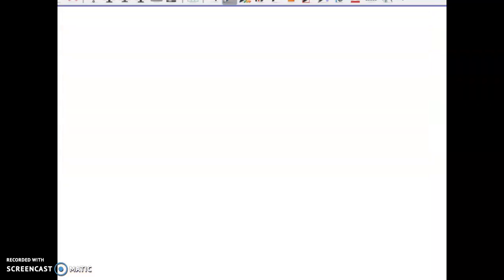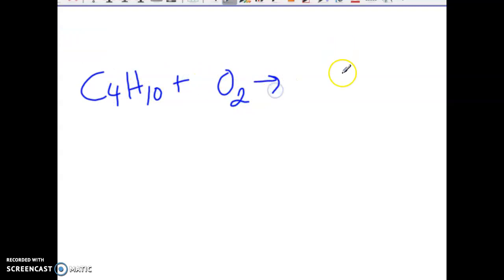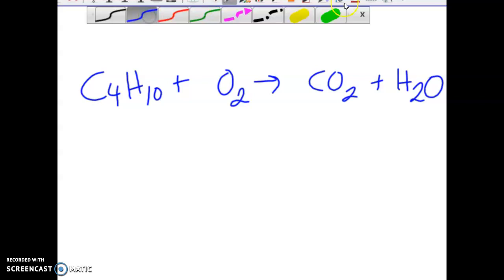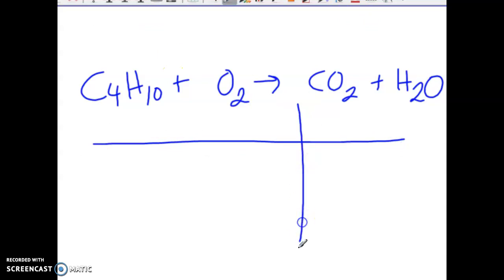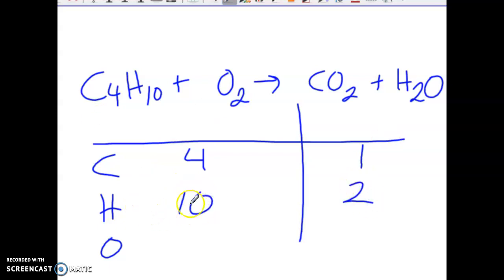Okay, so we'll try one more. Okay, so give this a shot. Try pausing the video and balancing this out. Okay, so here we have carbon, hydrogen, oxygen. So we have 4 and 1, we have 10, and then we have 2, and here we have 2, and we have 3.